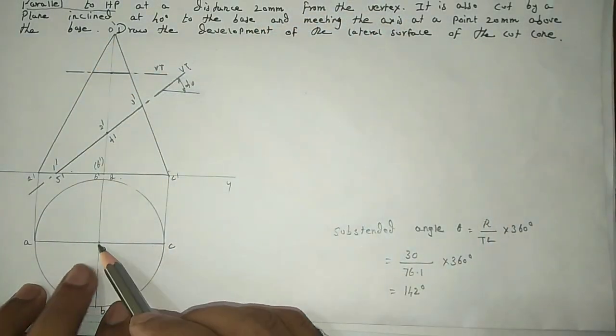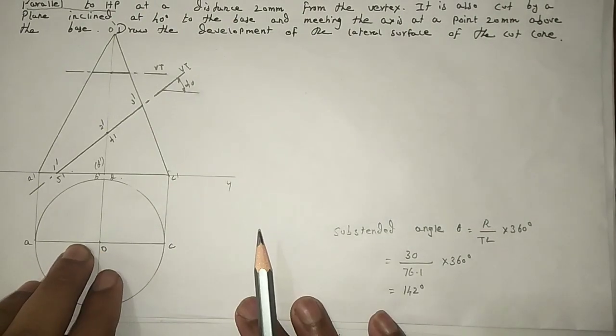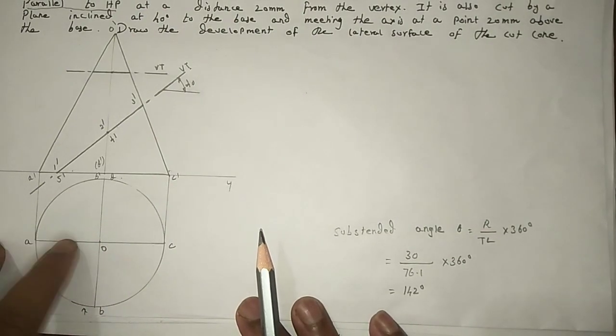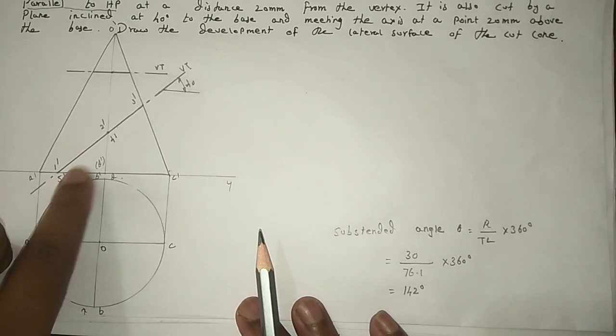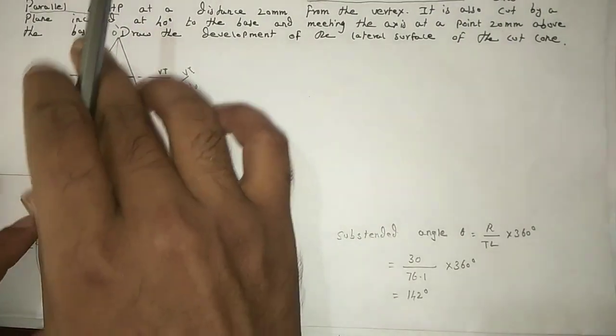The reason is, here this is not actually a slanting edge. We consider this as a slanting edge, and since this slanting edge is parallel to this line, here we consider this line as the true length, and measure the true length value.